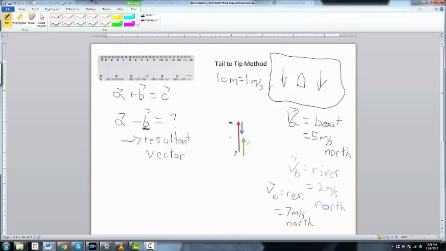So, well, wait, if this is going 5 meters per second north, I'll just put N for now, and that's going 2 meters per second south. Okay, that's going 5 up, that's going 2 down, so then therefore C needs to be 3, right? And if you take your C vector and you drag it over here, let's rotate it to compare. We find, hey, look, it's 3 centimeters long.